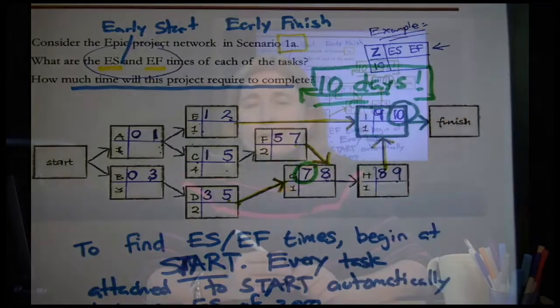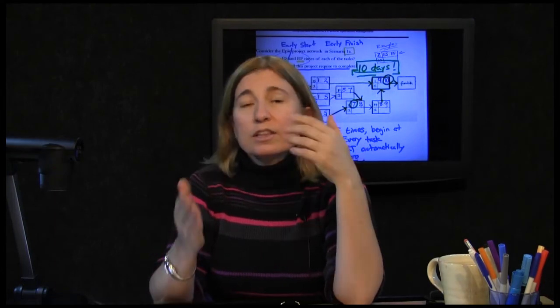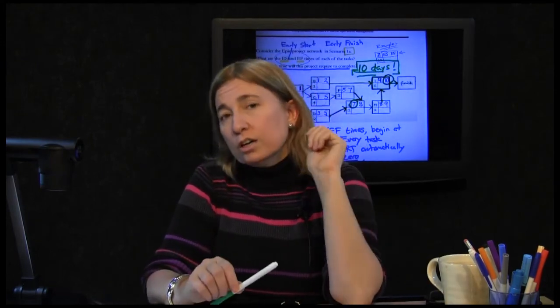Why? Because task I, being the only task that's associated with the finish line, is apparently the last thing we will be doing in this project. The very earliest we could finish up that one last thing is in 10 days. That is telling you that the very earliest we could be finished with this project is in 10 days, because a project is not finished until all its component tasks are finished.